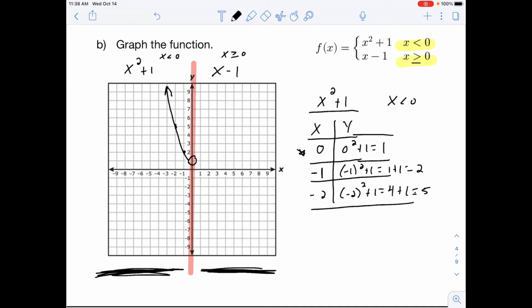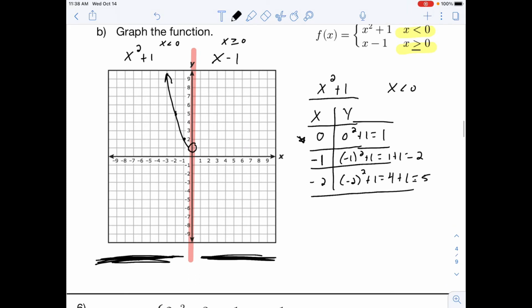So when I plugged in 0, I got 1, so I had an open circle, because you know what a number line, if you have an open circle, means you're not including that value. Then I plugged in negative 1. Plugging in negative 1 gave me a 2, and I put that point here. And then when I plugged in negative 2, it gave me a 5, and I put that point there, and I graphed. Now I'm interested in the second function, which is the x minus 1.